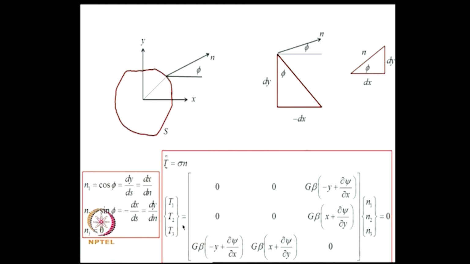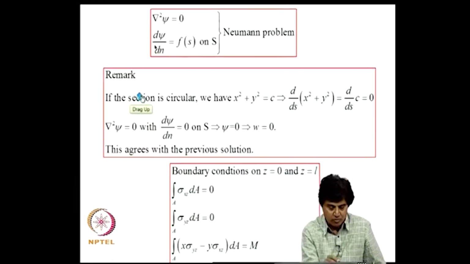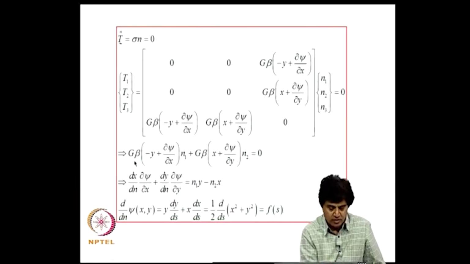So, now the boundary condition to be satisfied is given by this. Okay. Now, n1, n2, n3 are as shown here. So, if I now substitute for that and expand that out, I get this must be equal to 0. So, now the first two equations are satisfied, the last one we need to consider, that is given by this.